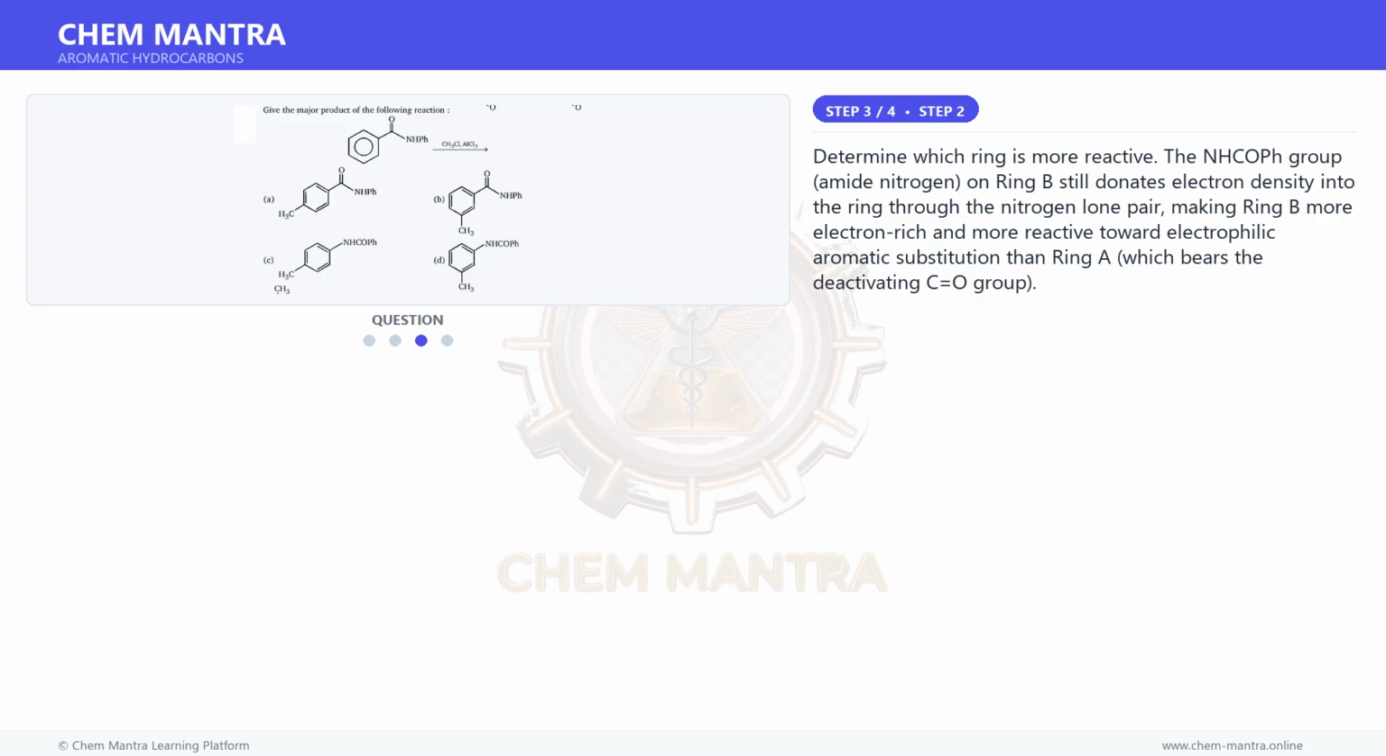Determine which ring is more reactive. The NHCOPh group, the amide nitrogen, on ring B still donates electron density into the ring through the nitrogen lone pair, making ring B more electron-rich and more reactive toward electrophilic aromatic substitution than ring A, which bears the deactivating C=O group.